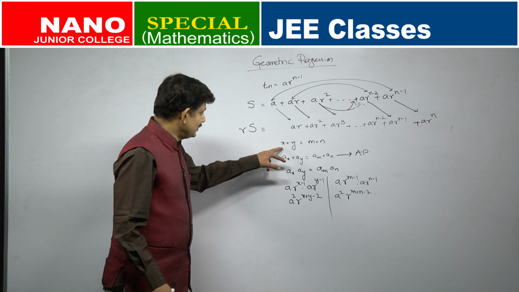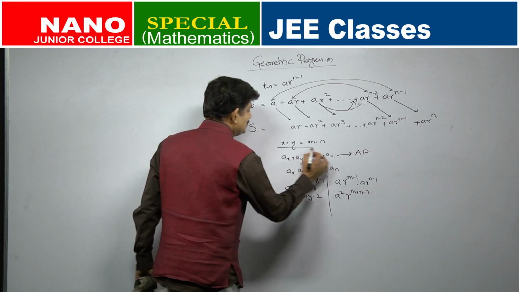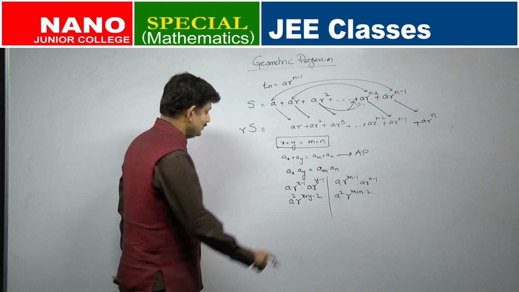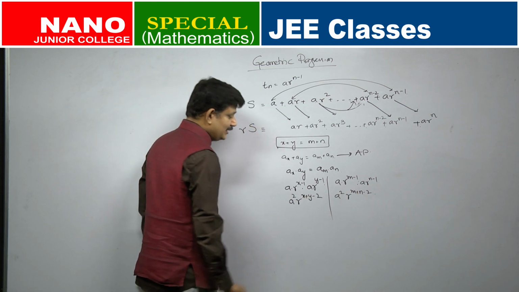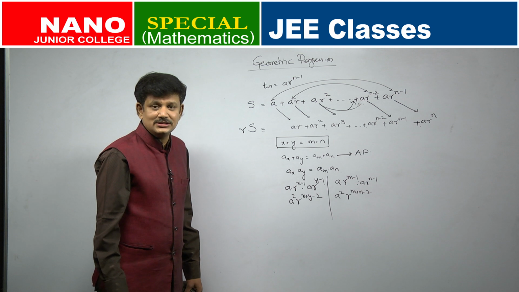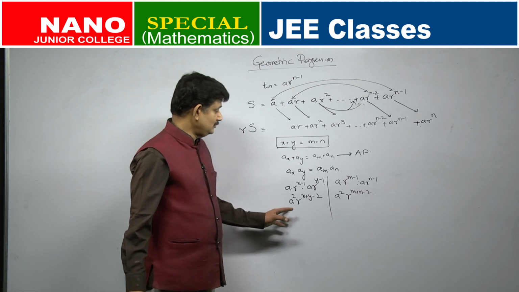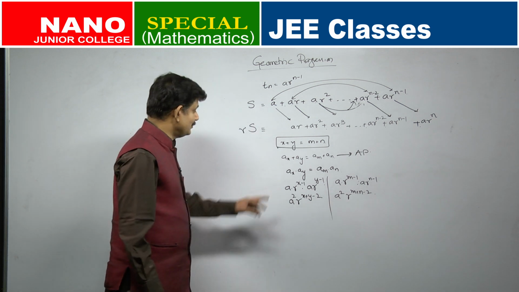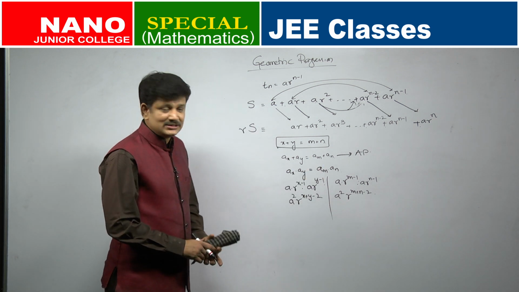You are given that x plus y is equal to m plus n. So, x plus y will be equal to m plus n. So, can you see that LHS and RHS are both one and the same? A square is the same, x plus y is the same as m plus n. So, both of them are one and the same. So, this product will be one and the same.